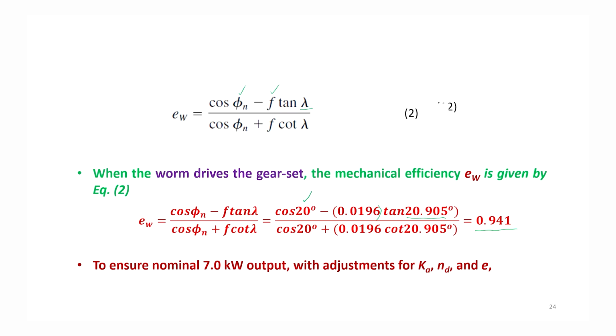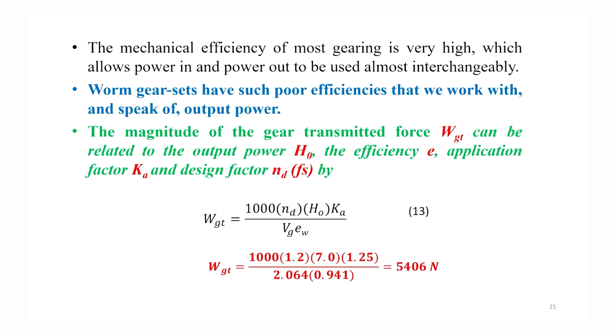To ensure nominal 7 kilowatt output with adjustments for Ka, the design factor, and the efficiency e_W, the mechanical efficiency, the magnitude of transmitted load on the gear is obtained by this formula, which is equal to 1000 multiplied by factor of safety multiplied by power output, not power in but power output, and application factor, divided by pitch line velocity of the gear and the efficiency when worm is driving the gear set.